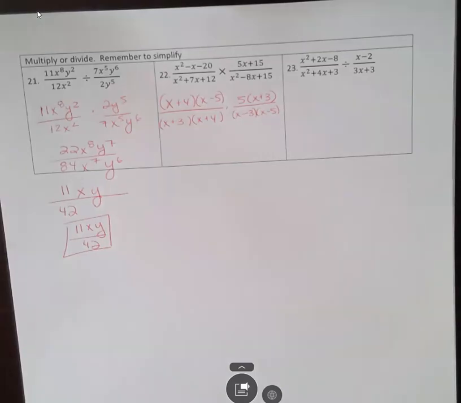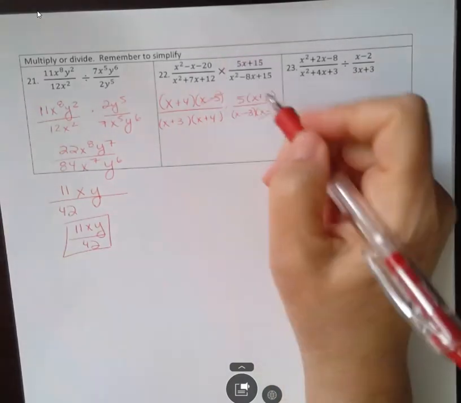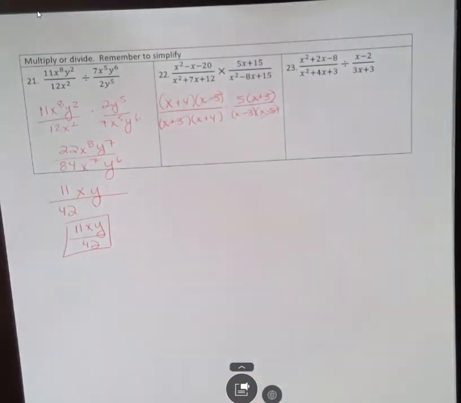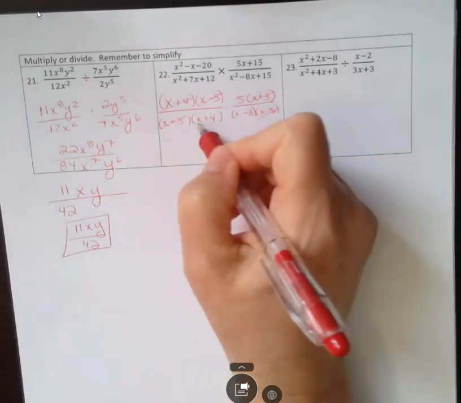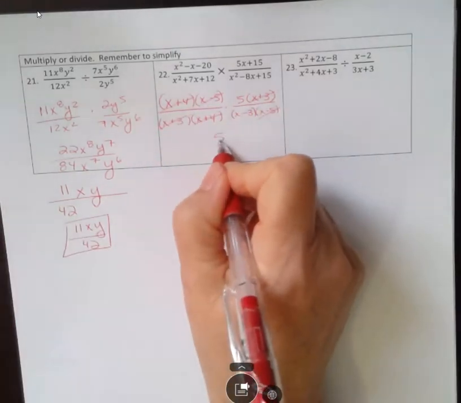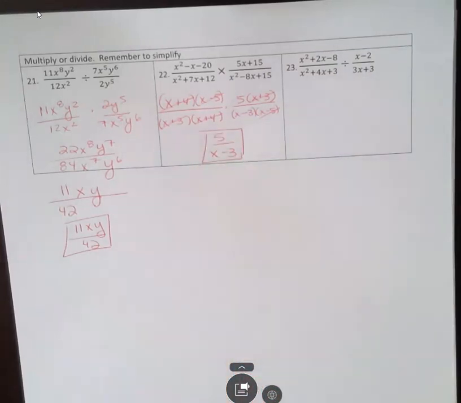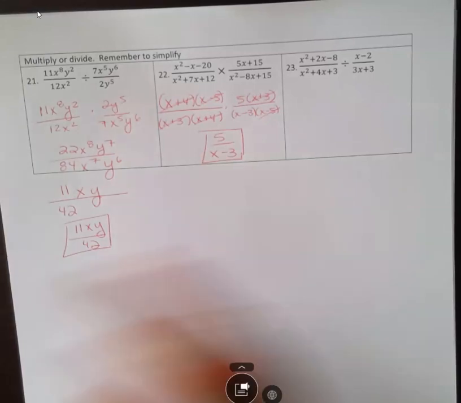Now we go through and see what we can cancel. We have x minus 5s that cancel. We have x plus 3s that cancel. We have x plus 4s that cancel. And so what I end up with on top is just the 5, and in the denominator just the x minus 3, and that's going to be our simplified form of that.